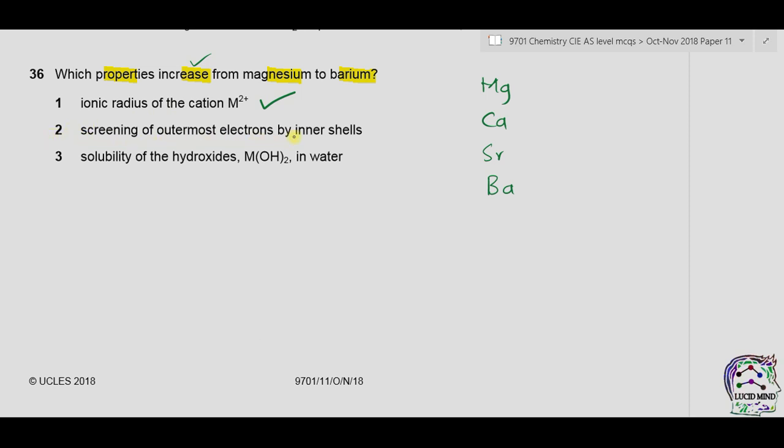2. Screening of outermost electrons by inner shells also increases. As screening depends on the number of shells between the nucleus and the outermost electron, and the number of shells increases as we move down in the group, screening will also increase. 3. Solubility of hydroxides in water. Magnesium hydroxide is less soluble in water as compared to barium hydroxide. This is because solubility of group 2 hydroxides increases down the group. So the third part is also correct. As all three options are correct, the answer is therefore A.